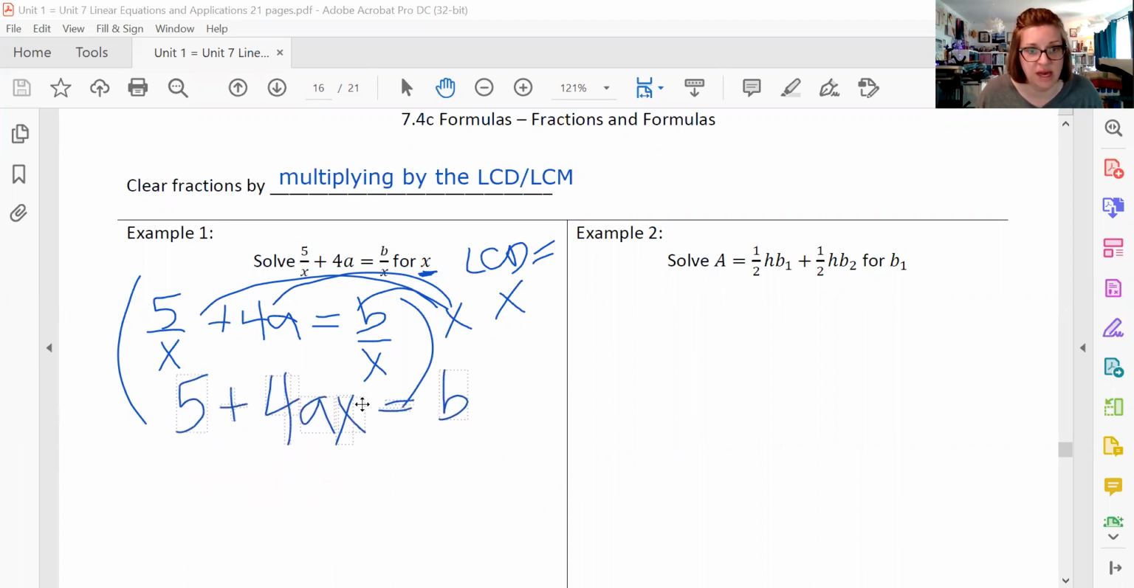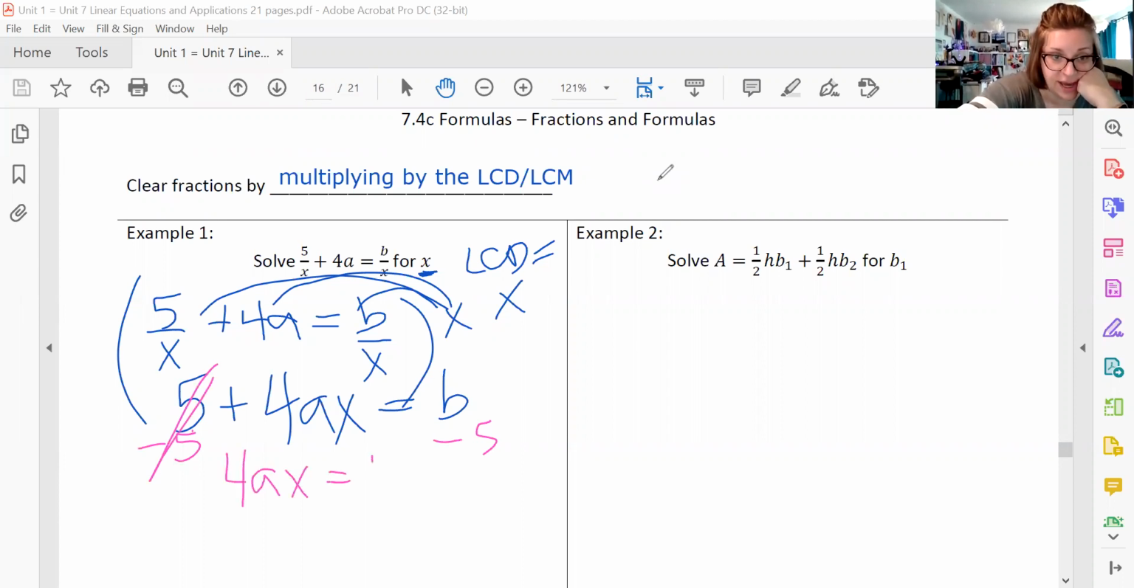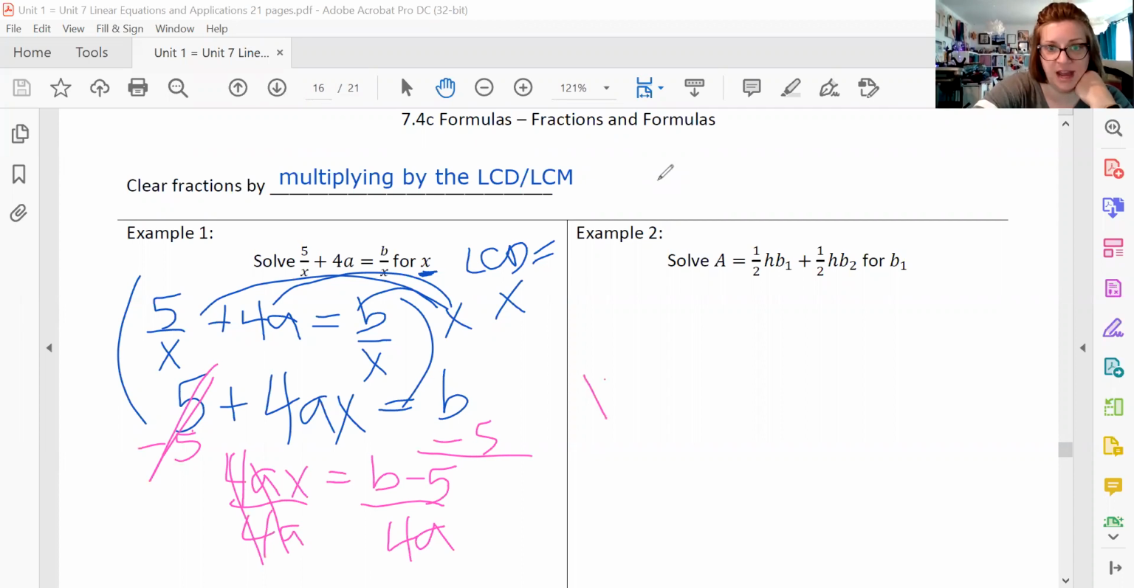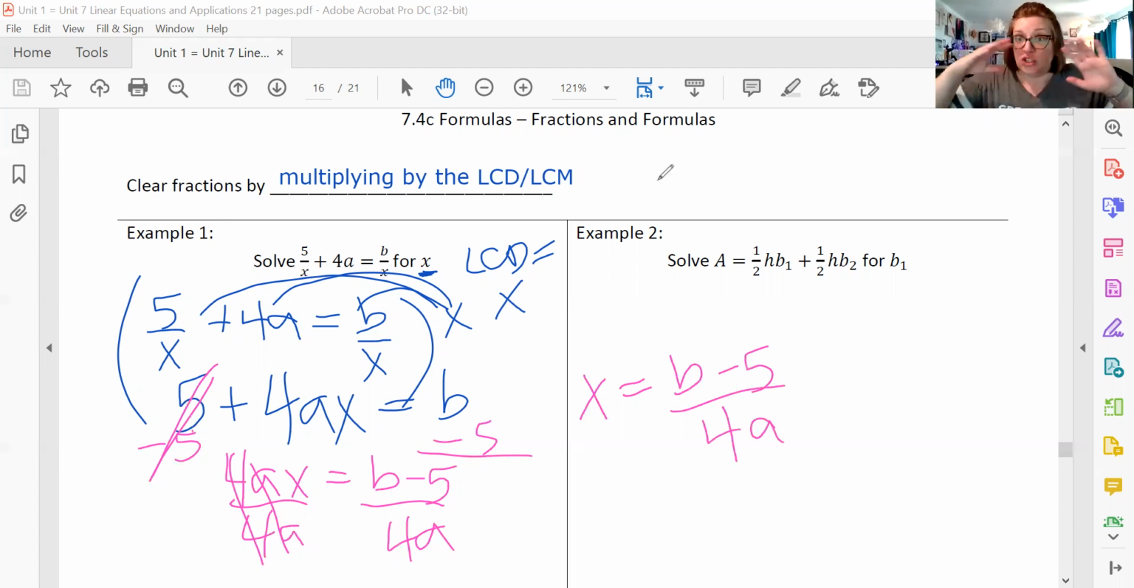Now I can solve this for the x. So the x is right here. I'm trying to move everything away from it. So I'm going to first subtract by 5. Minus 5 on both sides. That gets rid of that. So now 4ax equals b minus 5. And then I want that x alone by himself. So I'm going to divide by 4a, and I'll divide by 4a over here. So x equals b minus 5 divided by 4a. So we got rid of the fractions. Our answer is still a fraction. We've solved it for x. It's still kind of a mess, but that is a-okay.